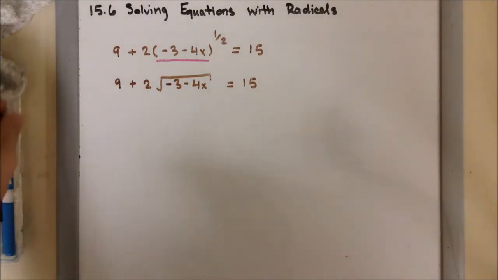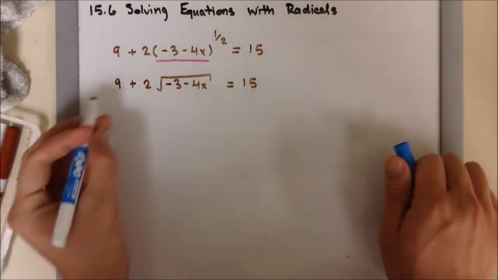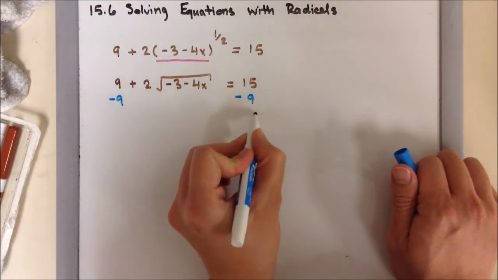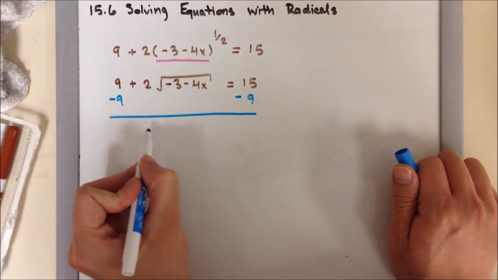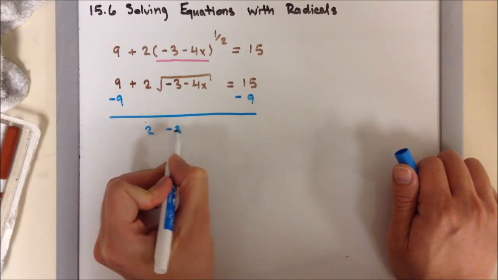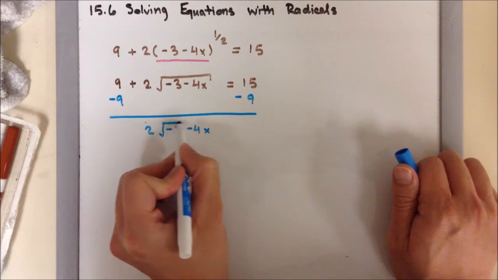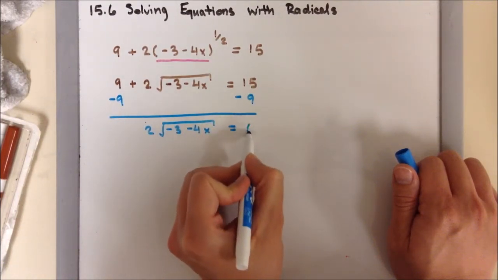Now we're going to start solving. What I need to do first is cancel out the 9. So I'm going to subtract 9 on the left side, subtract 9 on the right side. The 9's will cancel out. So I'm still going to have 2 times the square root of negative 3 minus 4x equal 15 minus 9 is 6.